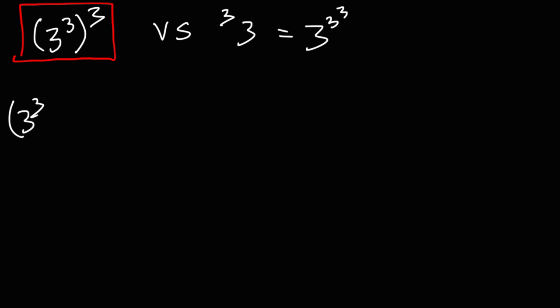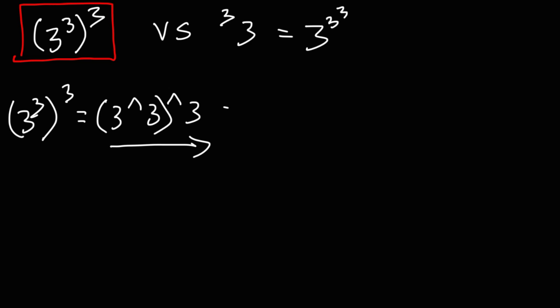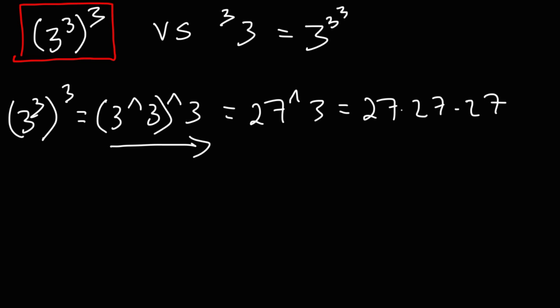So 3 to the third raised to the third can be written this way. It's 3 raised to the 3 raised to the 3, and this is in parentheses. So what you need to do is evaluate it from left to right. 3 to the third power is 27. And 27 raised to the third power, that's basically multiplying 27 3 times.